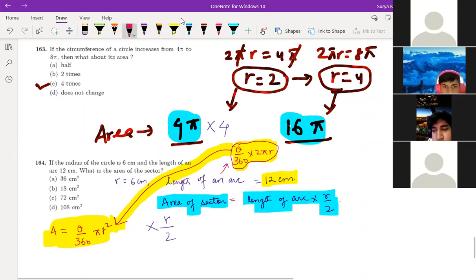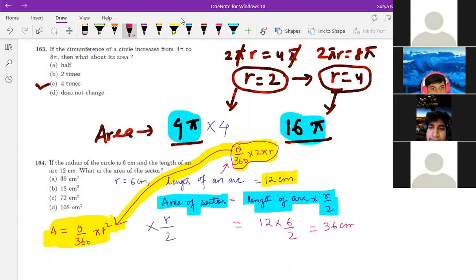So now length of the arc is 12 into 6 by 2. So the answer is 36 centimeter square. Anyone having doubt? I have learned a new concept today, actually this one. That is, area of sector is equal to length of arc into radius by 2. Fine. So we'll move further. Very, very important, you can write. For me this is very, very important because I learned it for the first time.